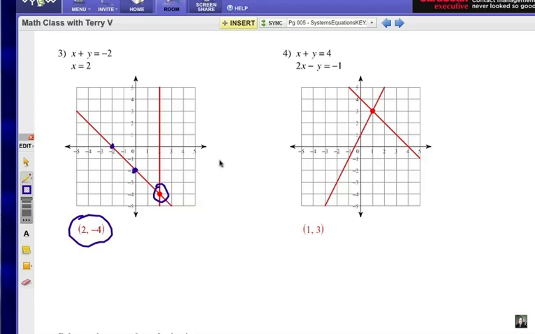And number 4, x plus y equals 4. That means I have an x-intercept of 4 and a y-intercept of 4 if I cover up my x and y terms alternately. In this one, I'm going to end up with an x-intercept of -1/2 and a y-intercept of 1. Or I could rewrite it in slope-intercept form. And I get that line, and that is my intersection point, which is (1, 3).